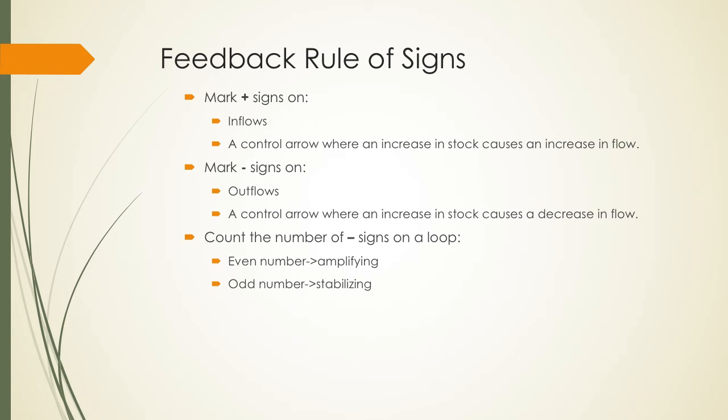If this number is even, the feedback loop is amplifying. If this number is odd, the feedback loop is stabilizing. You can think of this in relation to taking products of negative numbers. If you multiply together two negative numbers, it becomes positive.